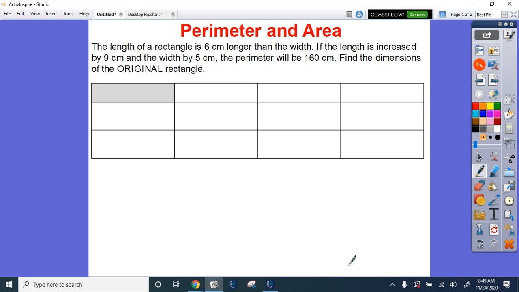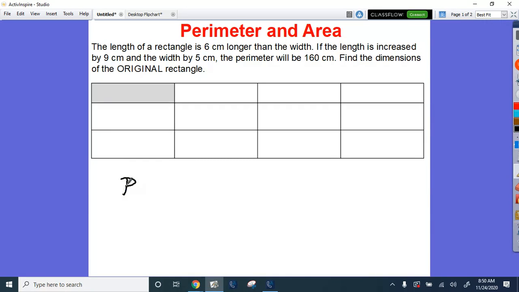Now we're going to take our knowledge of charts and use these charts to solve perimeter and area problems. Two things to remind ourselves about. We're going to be talking specifically about rectangles today, so we need to know our rectangle formulas for area and perimeter. The perimeter formula is 2 times the length plus 2 times the width, and our area formula is just length times width.